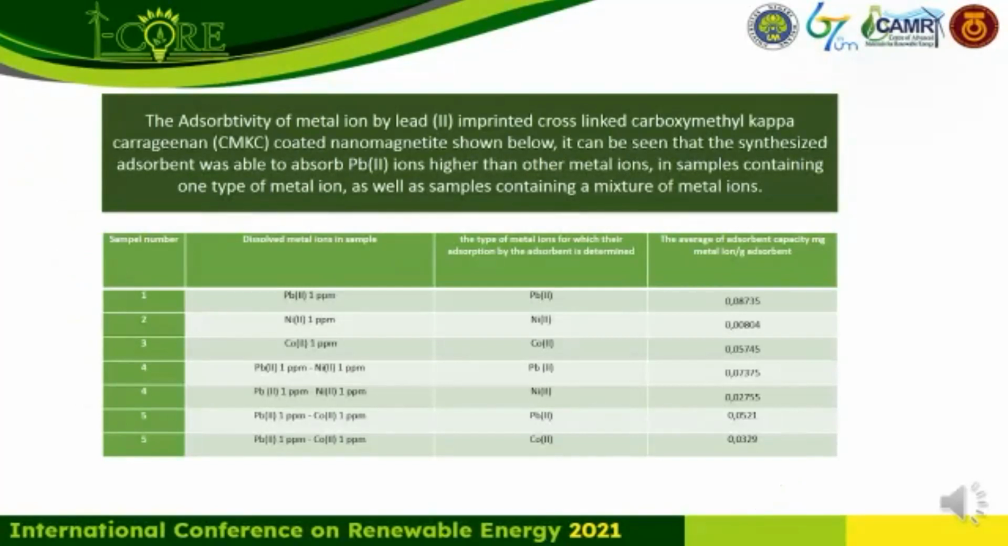The absorptivity of metal ion by lead-imprinted cross-linked carboxymethyl kappa-carrageenan coated nanomagnetic is shown below. It can be seen that the synthesized absorbent was able to absorb lead-2 ion higher than other metal ions in samples containing one type of metal ion, as well as samples containing a mixture of metal ions.